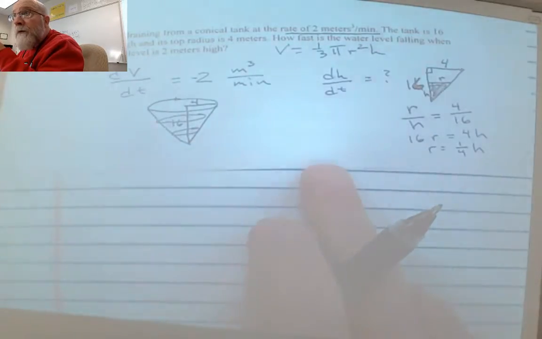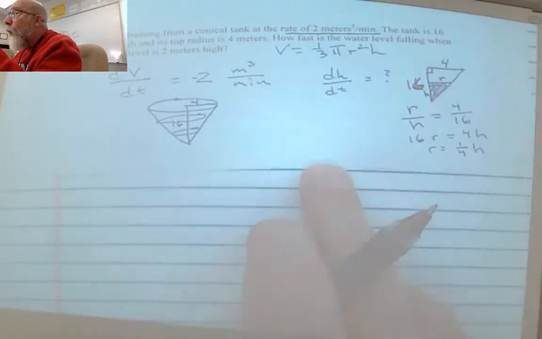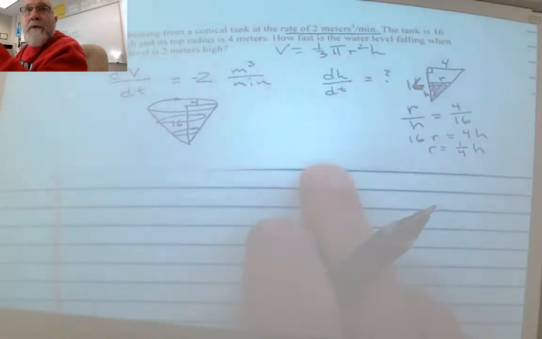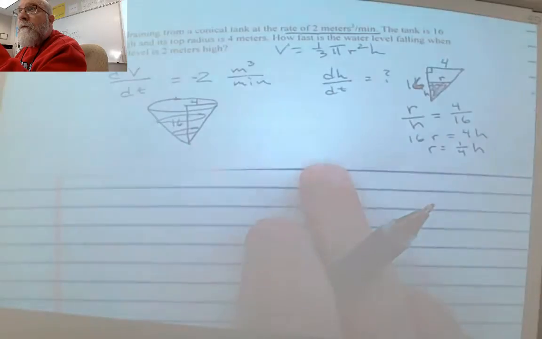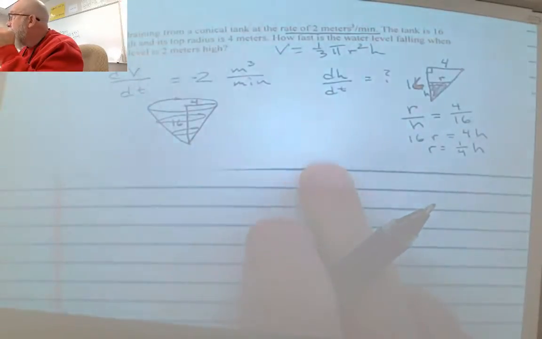Everybody cool? That is always true when they give you a cone. It's always true when they give you a right cone. And they'll always give you a right cone. So you can avoid doing the product rule if they give you a right cone.